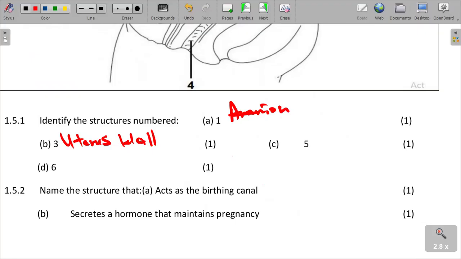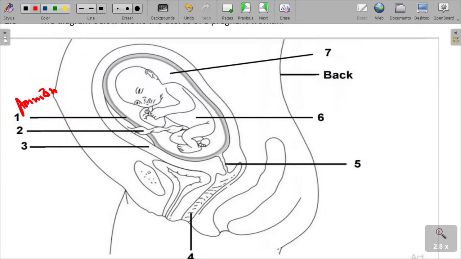And then 5, what is 5? If you look at 5, we can see that it is the cervix. This is the cervix, which we can see here. 5 is the cervix.